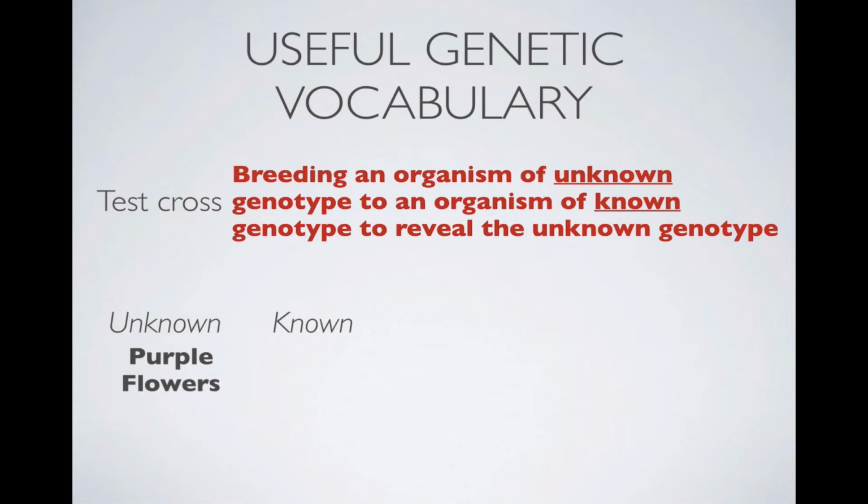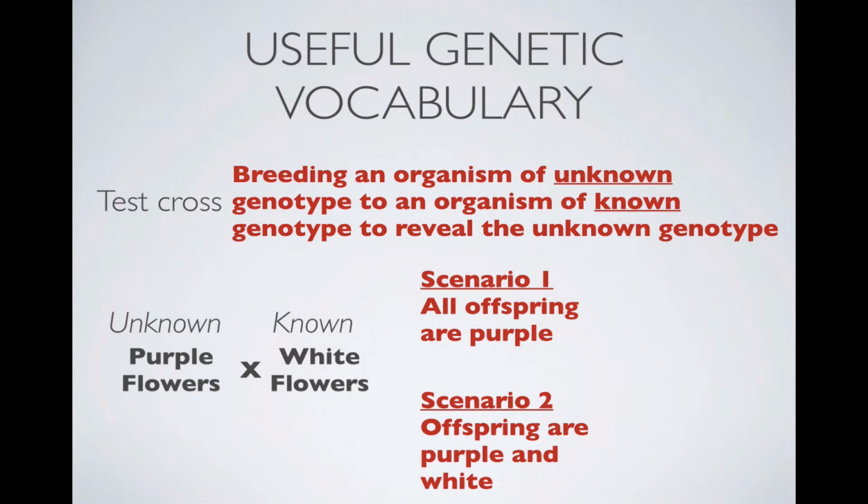If you have a purple flowering pea plant, for example, and you just know it's purple, okay, you don't know whether it is homozygous or heterozygous for the purple allele. So what you do is you cross it with a known genotype, which of course is white, because if a pea plant is white, it has to be homozygous recessive. And you're going to get one of two scenarios.